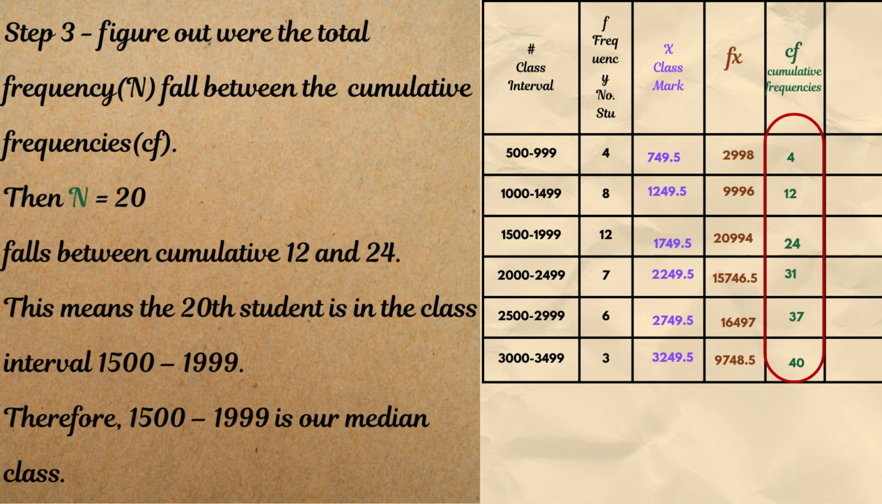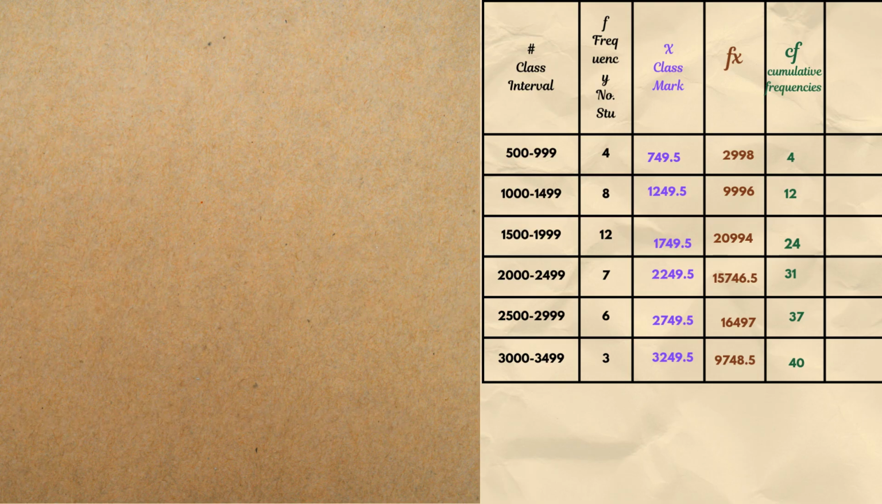Now look carefully. The value 20 falls between 12 and 24. This means the 20th student is in the class interval 1,500 to 1,999. Therefore, 1,500 to 1,999 is our median class. This step is very important because whenever N divided by 2 falls within a cumulative frequency range, that class interval becomes the median class.